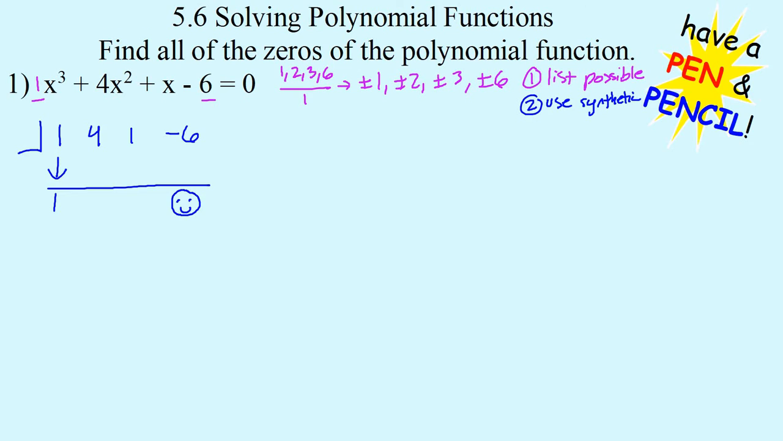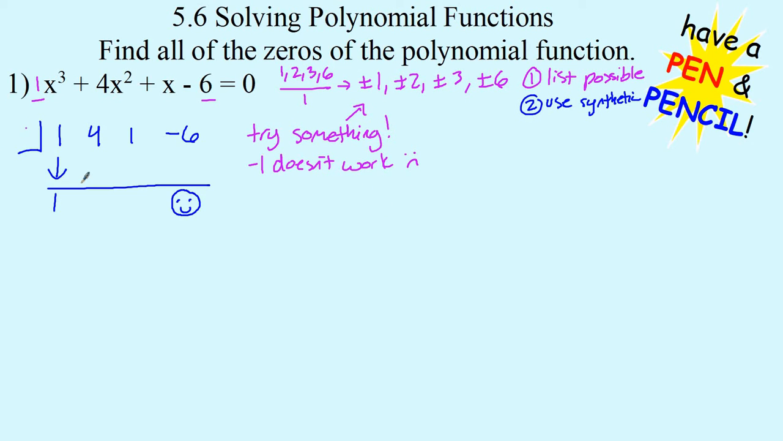So let's check something. Plug in any one of your possible roots. Let's start with the smallest one. Let's just do negative 1. Let's just see what happens. If I put negative 1 here, I multiply, add, multiply, add, multiply. Ooh, I don't get 0. So negative 1 does not work. No remainder of 0.